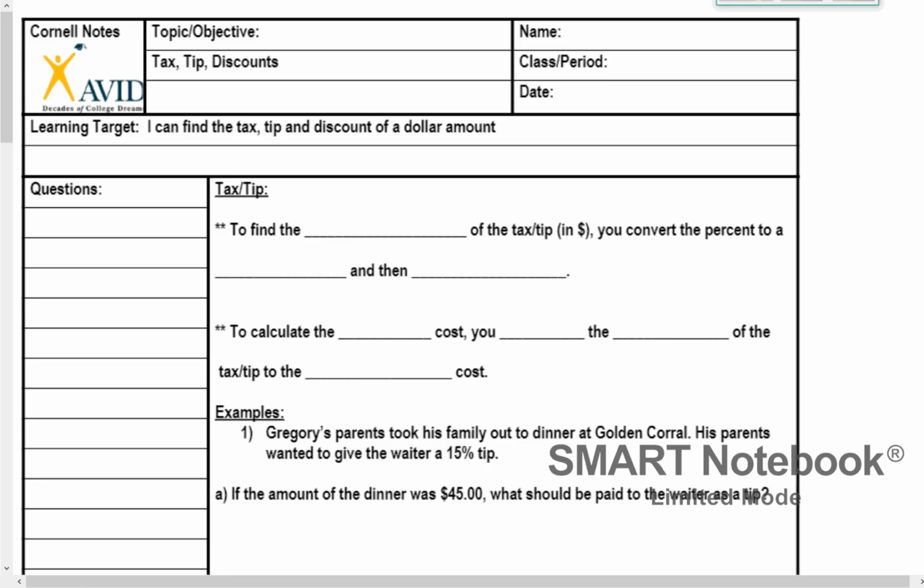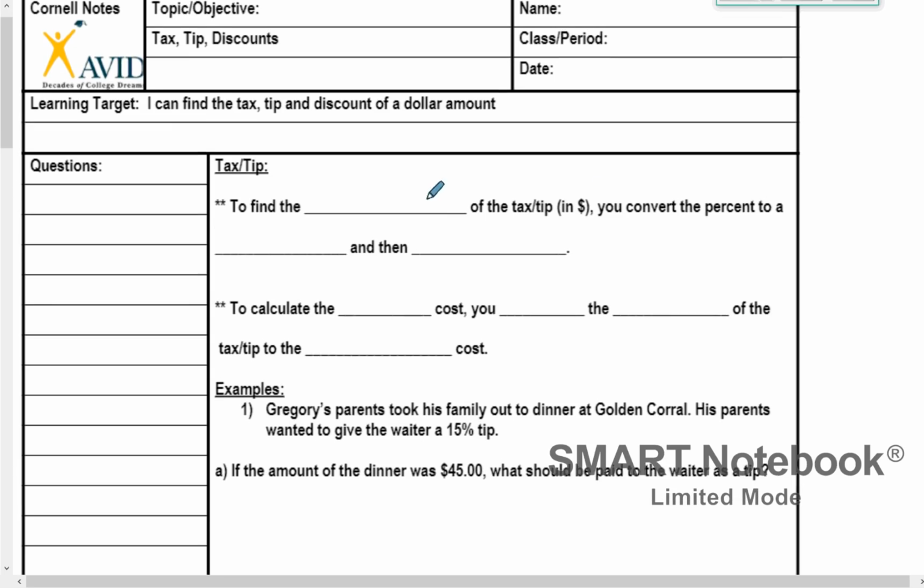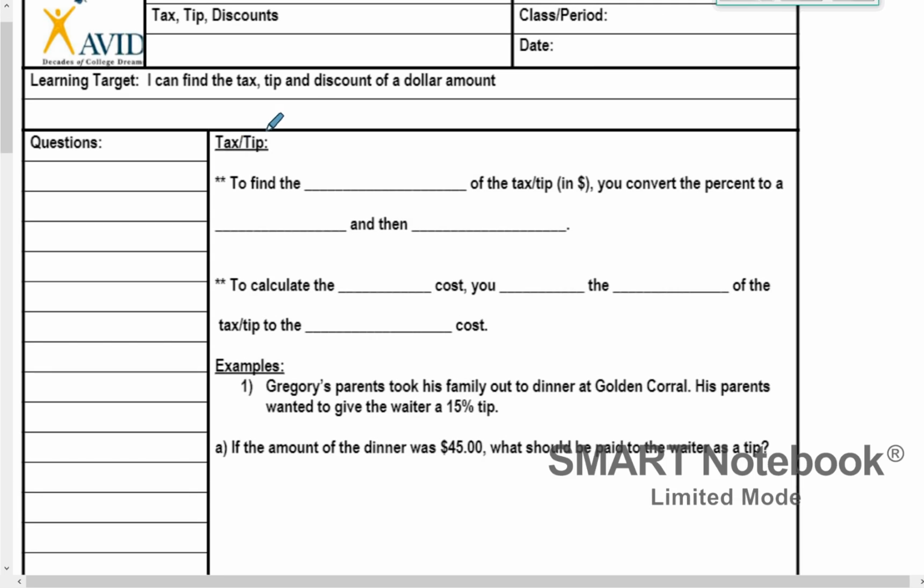Today we're going to learn how to find the tax, tip, and discount of a certain situation. Now we've done some of these problems in the past, but today we're really going to break it down and explain the steps to take to solve these problems. All right, we're going to start off with tax and tip.